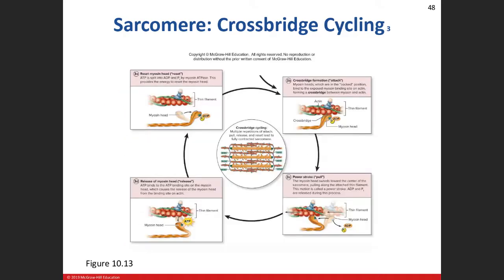I'm going to come back to this slide. All right, so I'll show you this first step here. There's an ATP here, right? And what happens is it phosphorylates, and it turns into the inorganic phosphate and ADP. But this is what causes that head to cock, in the cocked position now.